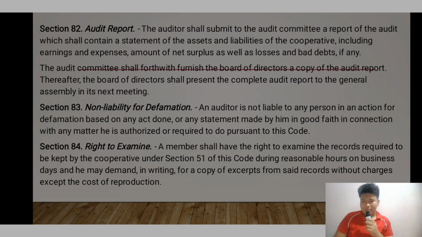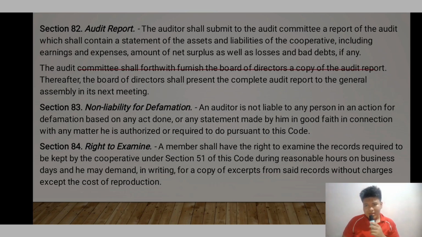Section 82. This section specifies the contents of the audit report, which must include a statement of assets, liabilities, earnings, expenses, net surplus, losses, and bad debts. Dito naman sa section na ito, pinapakita yung audit reports, yung mga kagastusan at saka yung mga statement ng pinaggamitan ng pera ng cooperative. Section 83.